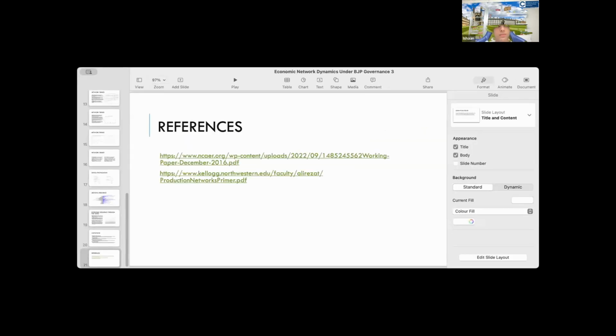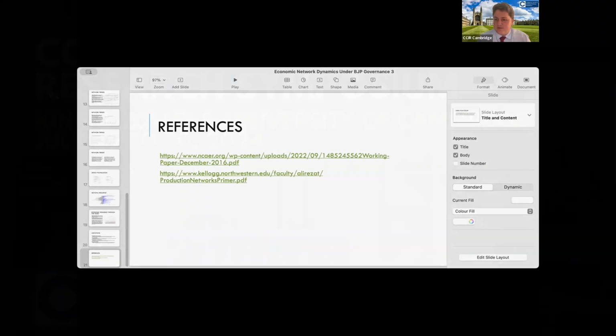Thank you. That's it. Well, thank you very much, Ishaan, for a very thorough analysis of economic resilience and interdependency under the first term of the BJP. An excellent start to day 2 of our research symposium.